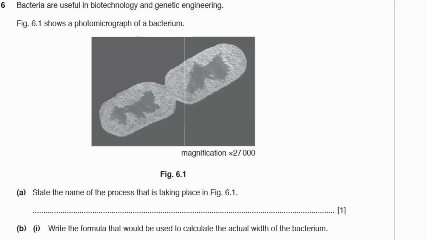Question 6. Bacteria are useful in biotechnology and genetic engineering. Figure 6.1 shows a photomicrograph of a bacterium. Okay, this is one bacterium, but if you notice, it's kind of pinching in the middle, 2 sections of DNA. So A, state the name of the process that is taking place in figure 6.1, and that is asexual reproduction. Okay, it's doing asexual reproduction.